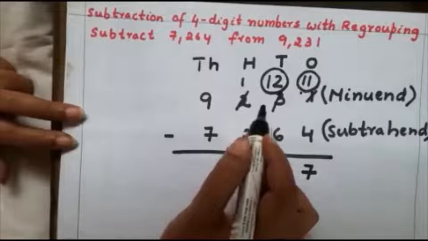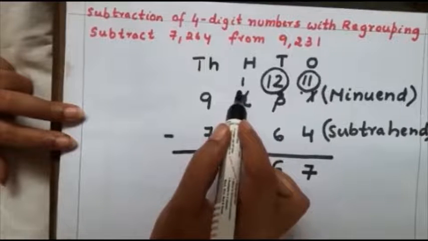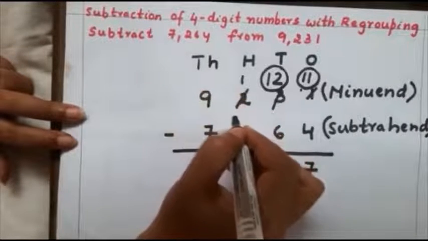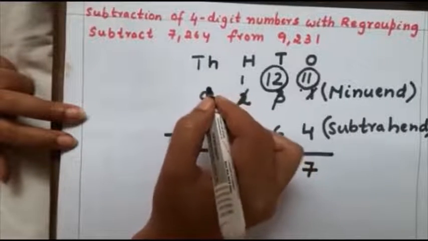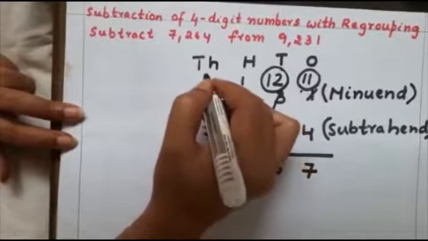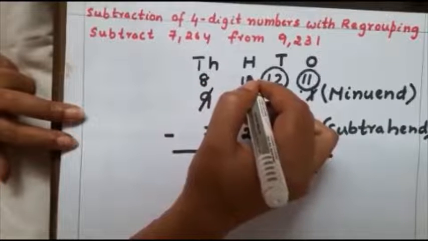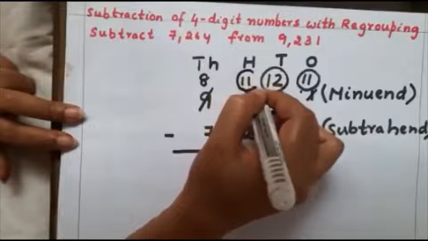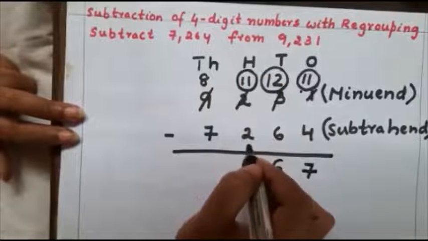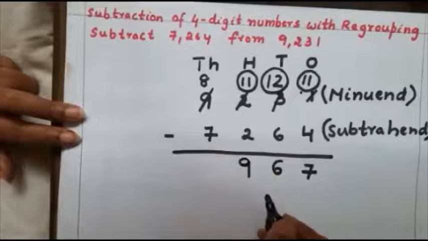Now move to the hundreds column. Can we subtract 2 hundreds from 1 hundred? No. So again we need to regroup. So move to the thousands column. Here 9 becomes 8 thousands and 1 here becomes 11 hundreds. After subtraction we get 11 minus 2 is 9 hundreds.